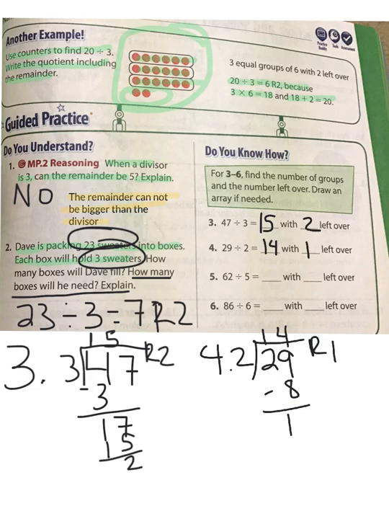I know that 5 times 12 is 60, and 62 minus 60 is 2, so I would have 2 left over.